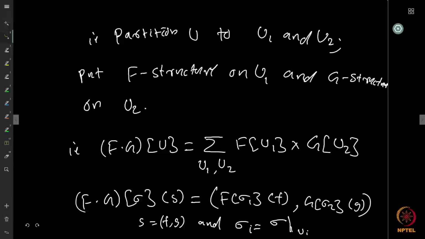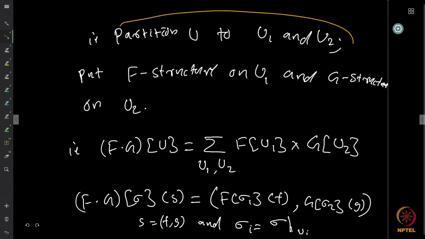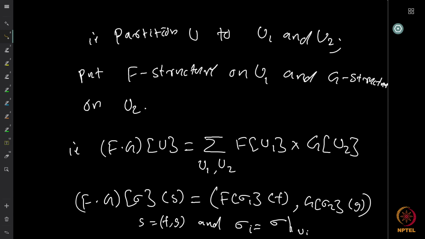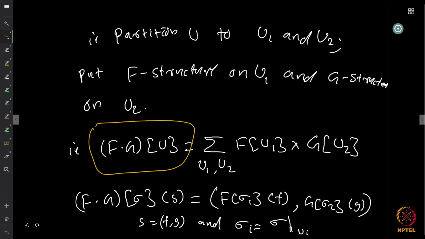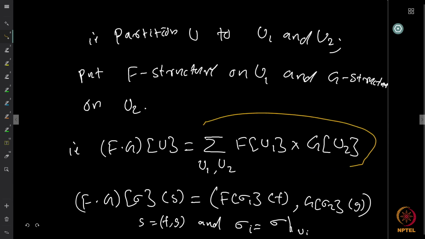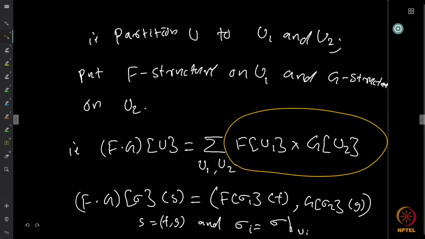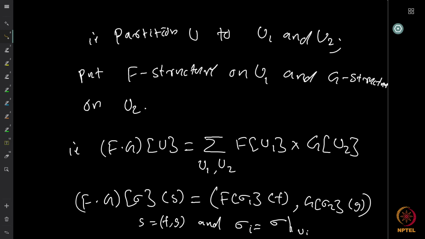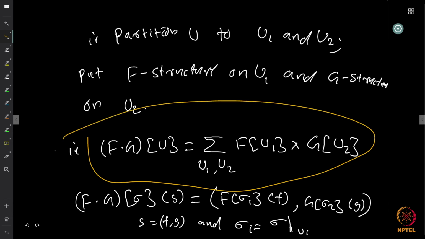Basically, when we are looking at the product, it's partitioning the set U into two sets U1 and U2, putting an F structure on U1 and a G structure on U2. And because of this, what happens to F dot G on U is basically the different ways you can do this to U1 and U2. For F of U1 and G of U2, you are looking at the Cartesian product. The structures will be of this type, F of U1 cross G of U2, and we sum over all these U1, U2, which are partitions of U into two sets. That should give you the species F dot G.